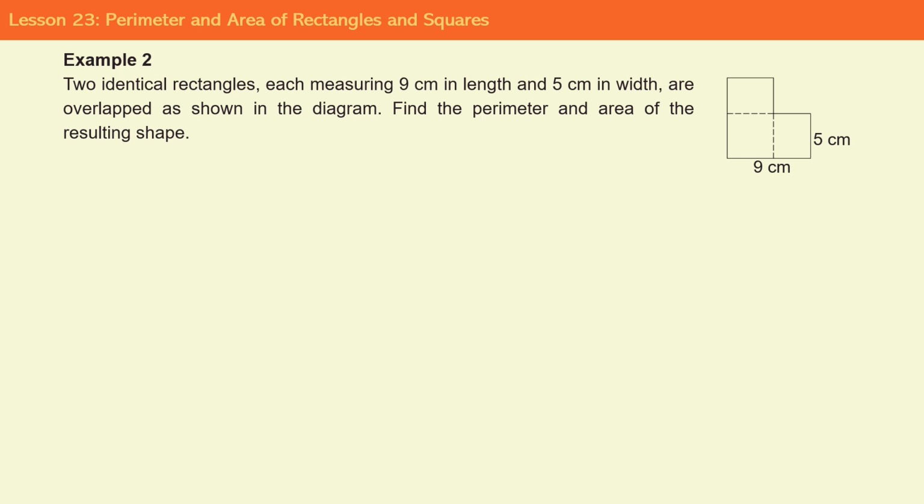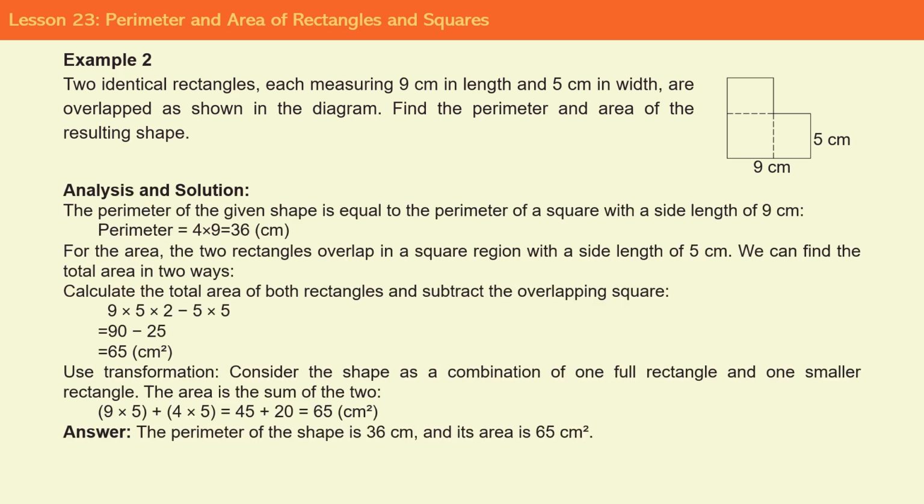Example 2. Two identical rectangles, each measuring 9 cm in length and 5 cm in width, are overlapped as shown in the diagram. Find the perimeter and area of the resulting shape. The perimeter of the given shape is equal to the perimeter of a square with a side length of 9 cm, which is 36 cm. The two rectangles overlap in a square region with a side length of 5 cm.